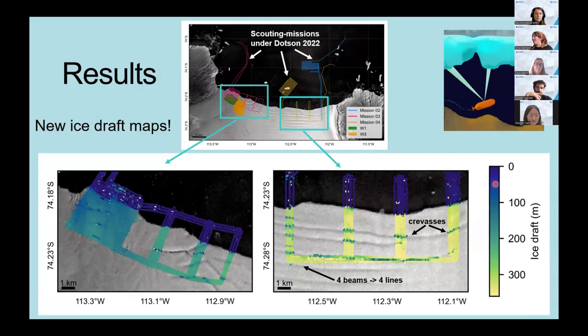Okay, so some results. So here are the 2 ice draft maps that we got from those scouting missions. And they are shown together with a SAR image. So in the SAR image, you can see crevasses here and here, and you also see the ice shelf edge. So the black here is open water, and the gray is the ice shelf. And you see that the data match really well. You can see all the crevasses line up quite well, and the ice edge. So on first inspection, it looks like it works really well.